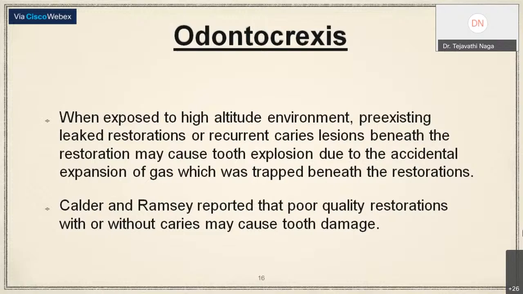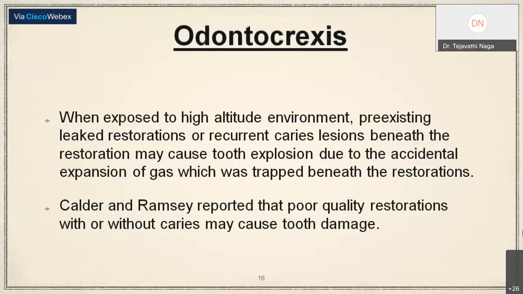See, you can have restorations with secondary caries, or fractured restorations, or where no proper lining material has been given. Where the restorations are faulty, that is, leaky restorations, the tooth can explode. This is called Odontocrexis.